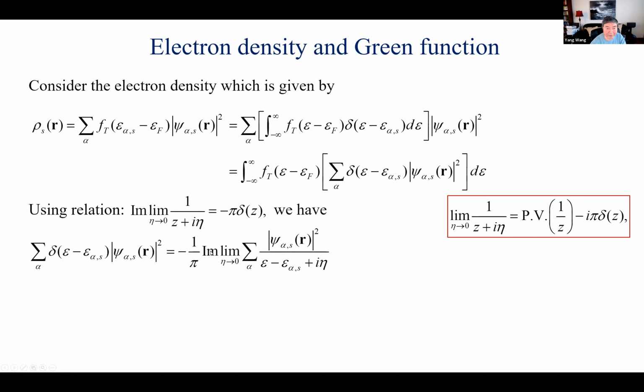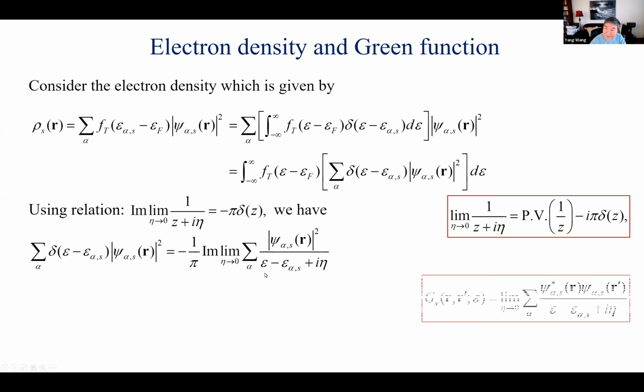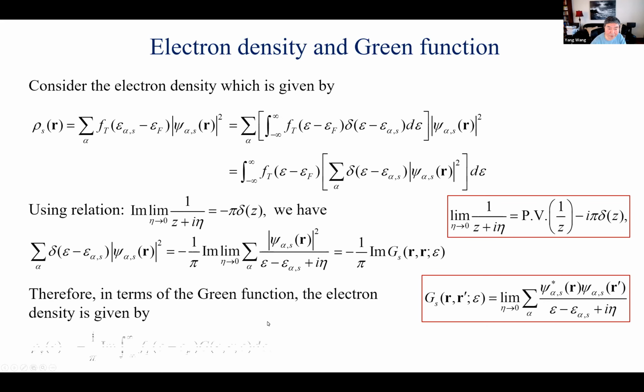Okay. So I just replace the delta function by this expression. I look at what's in this bracket, and I replace the delta function by this expression, using this simple complex function fact. Okay, I do this, and then I recognize that this is called a Green's function, so this can be written in terms of the Green's function. So basically, what's inside this bracket is the imaginary part of the Green's function. Therefore, in terms of the Green's function, the electron density can be written like this.